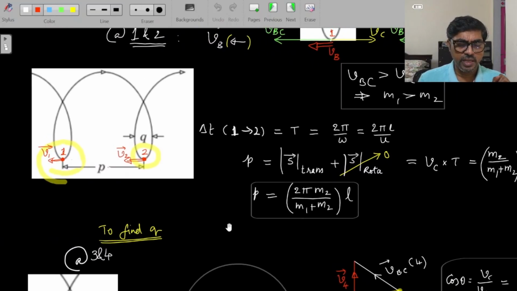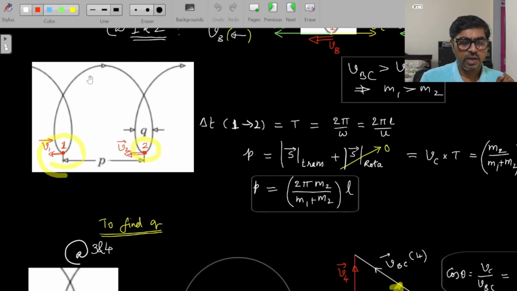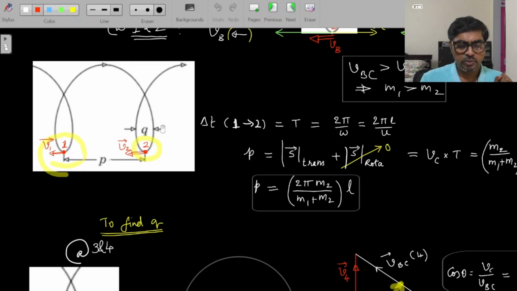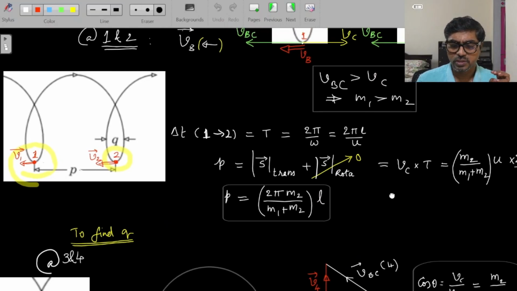Now what is the time taken from 1 to 2? You see at 1 it is at the lowest position of its trajectory, and it goes to the highest position there and then comes back to the lowest position of its trajectory. You see, VBC has rotated 360 degrees by the time it comes here. So that means it would have completed 1 revolution, 1 time period. So the time taken from 1 to 2 is going to be 1 time period. That's going to be 2 pi by omega, and we have calculated omega, which is u by L. We can simply substitute there, we got it.